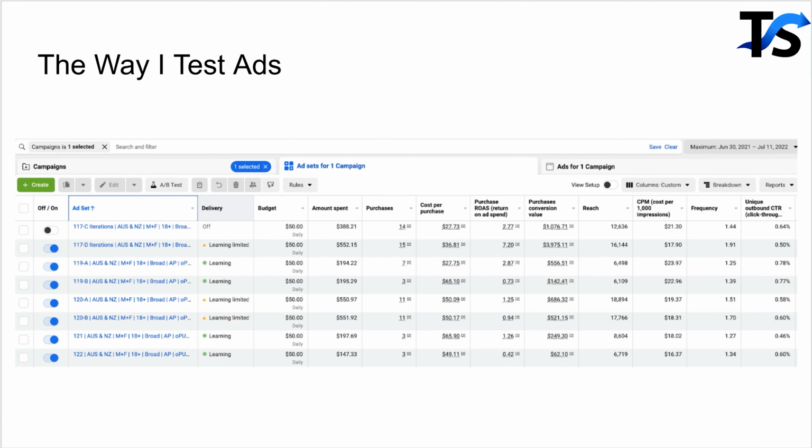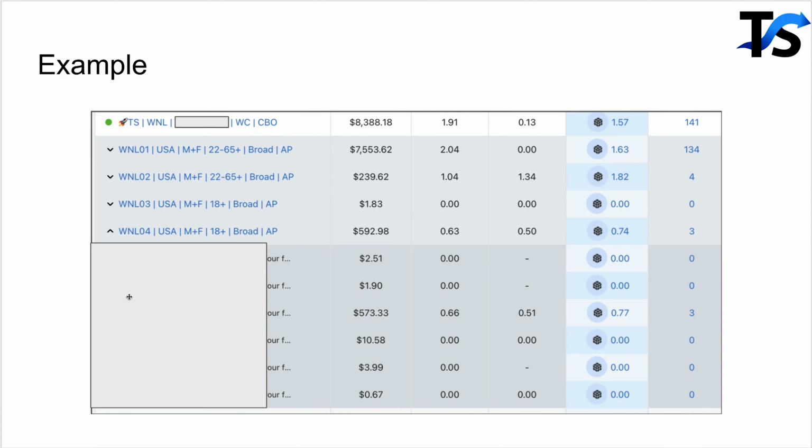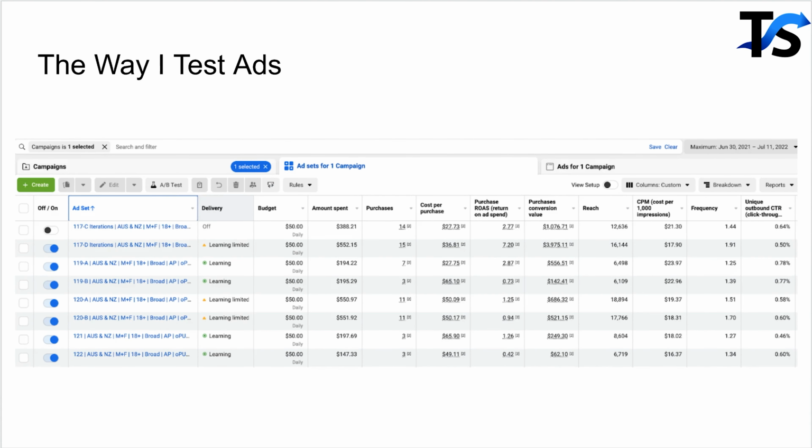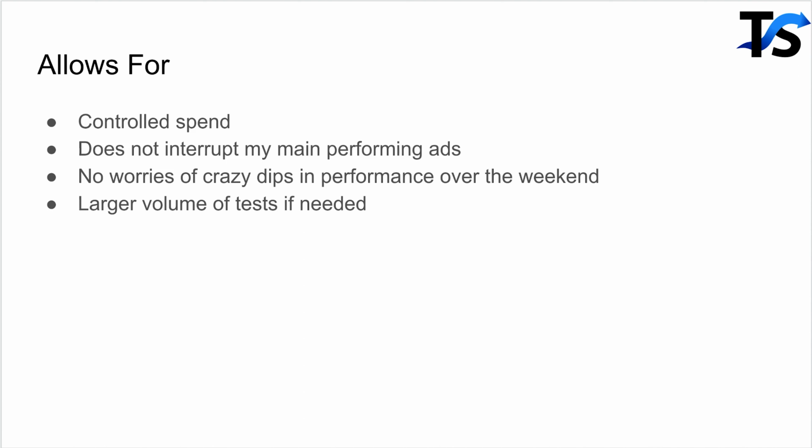That way we limit our potential of something like this happening because, obviously, that affects overall performance and is a lot more volatile. Because we have a controlled spend, we don't really have to worry about interrupting our main performing ads. And we also don't have to worry about crazy dips in performance over the weekend. So obviously when we step away from the ads manager, I want to be confident knowing that we have a few $1,000s a day spent against ads that have been proven to convert and have been working well for us in the past.